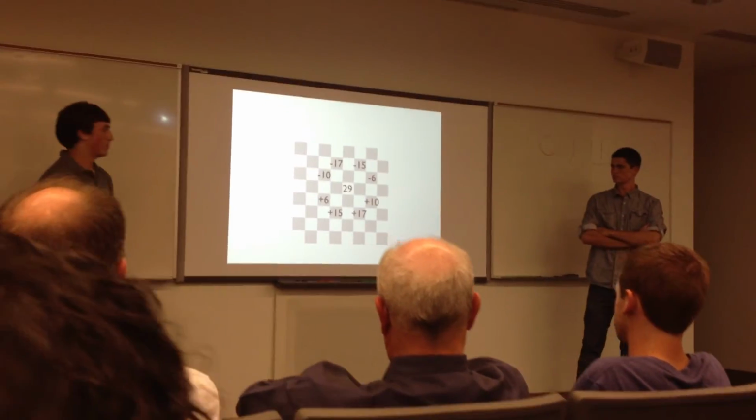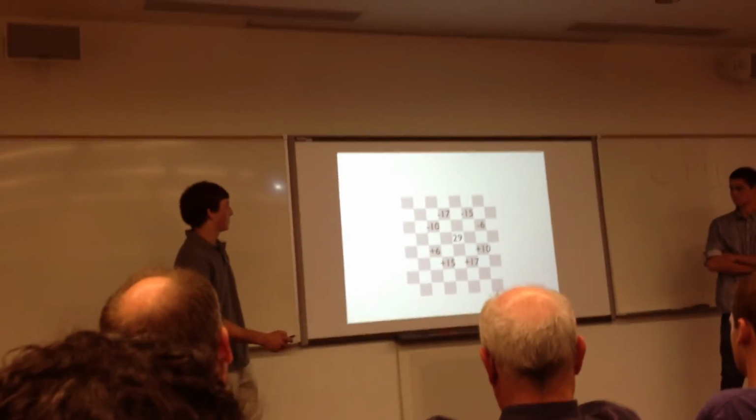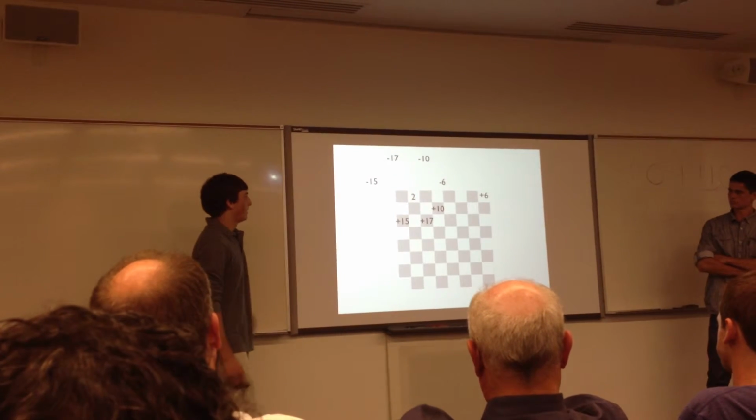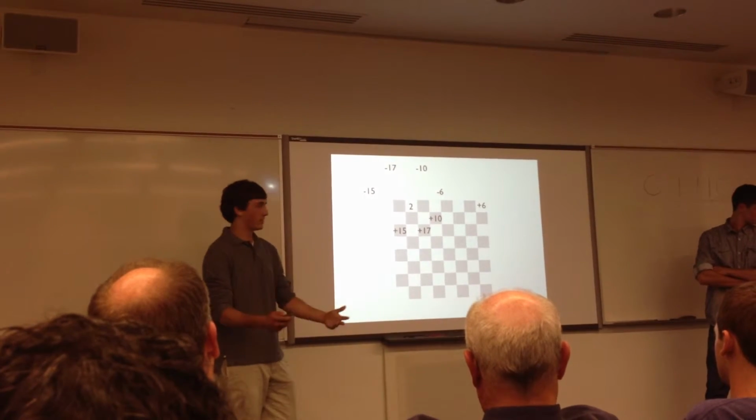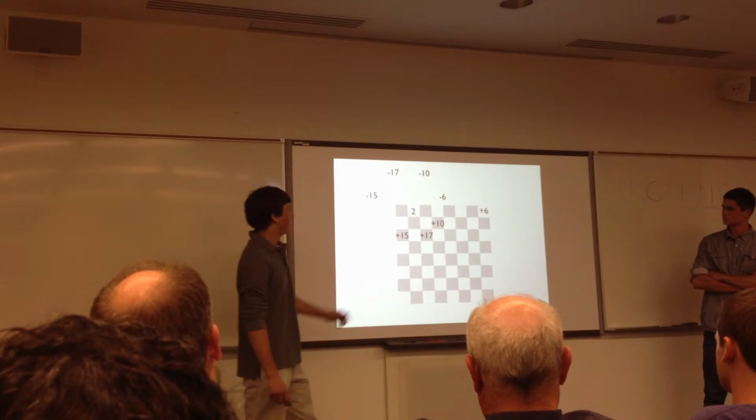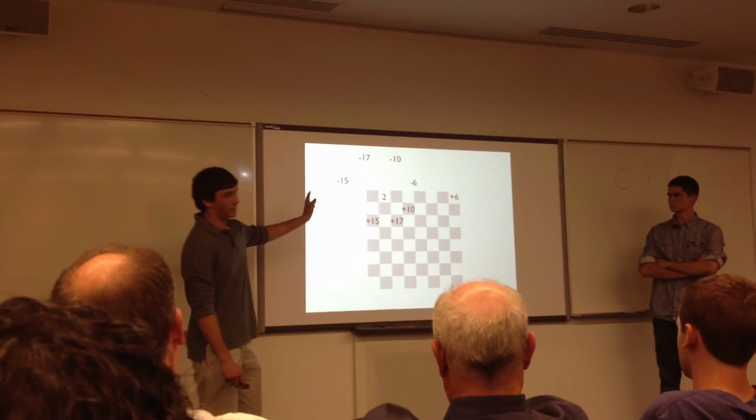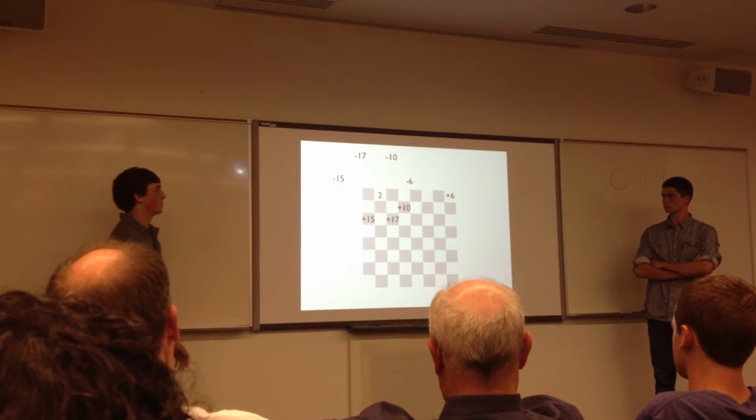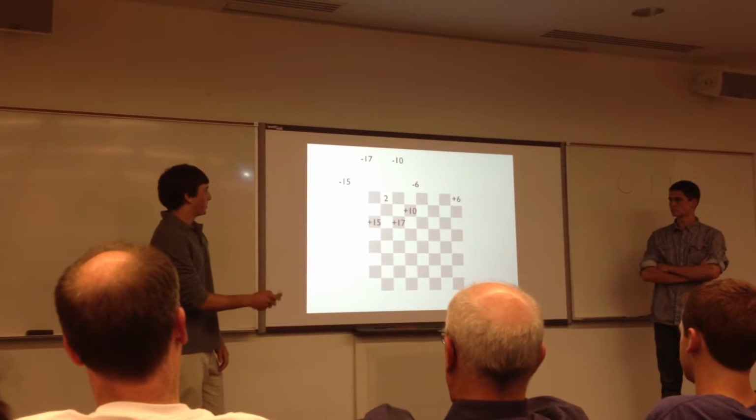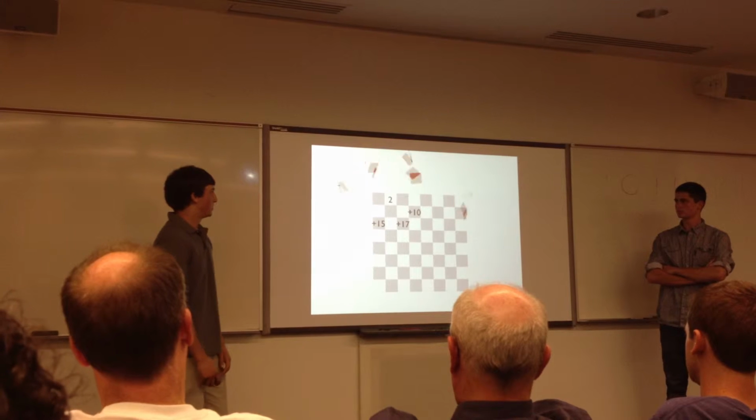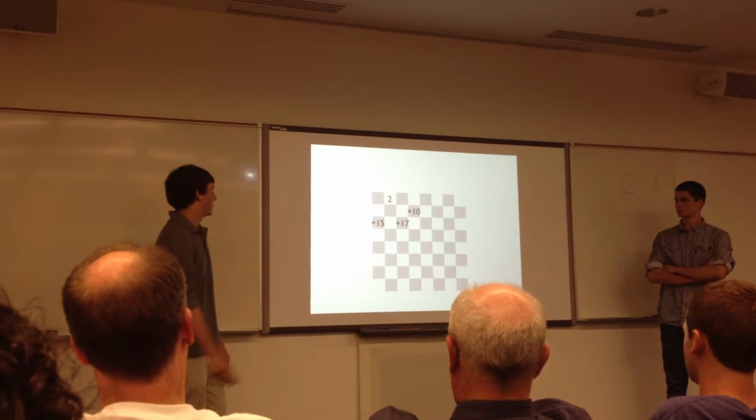But there are some problems with doing this. If you are, for example, on space 2, adding 15, 17, and 10 works. If you add 6, though, you end up on space 8, which is not a legal knight move. And if you subtract any of those numbers, you get a move that is off the board. So I took care of those issues with an if statement, which I will explain.